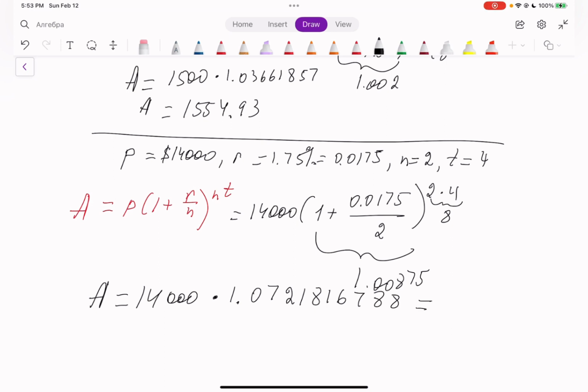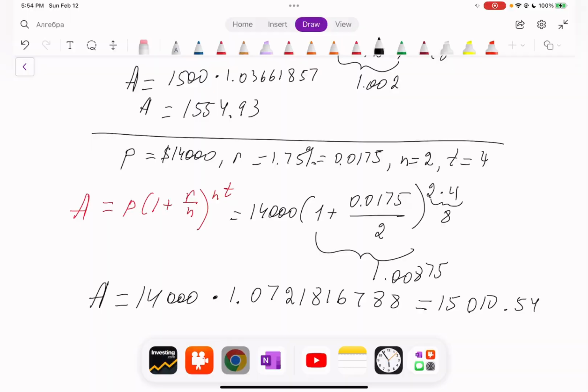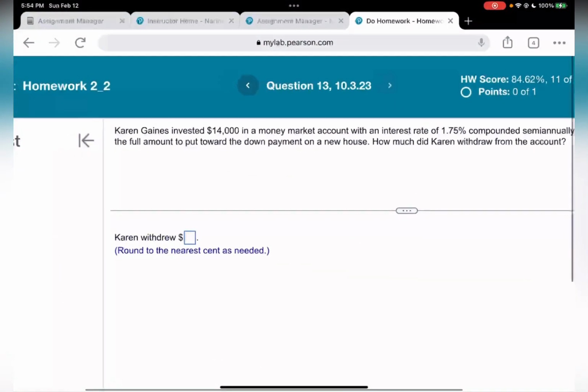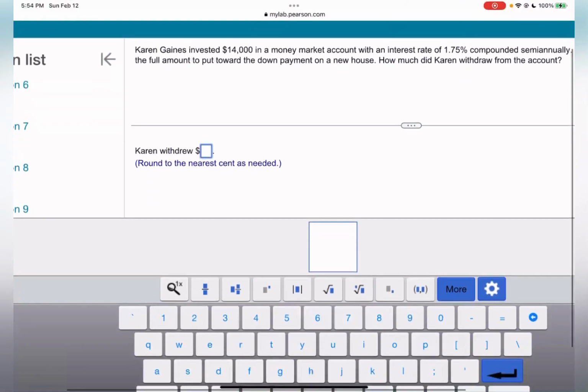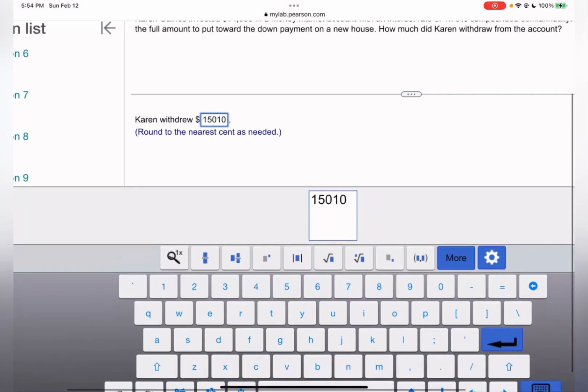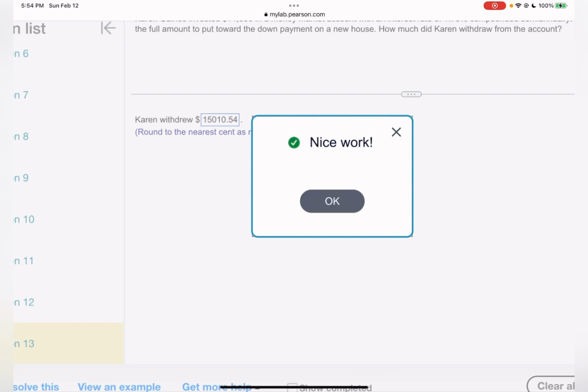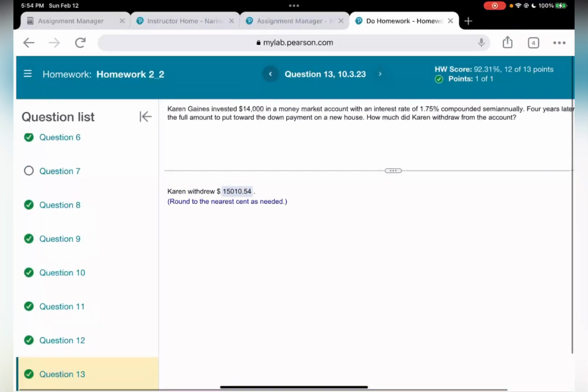15,010.54. Okie dokie, we solved the last problem. See you in the next homework.